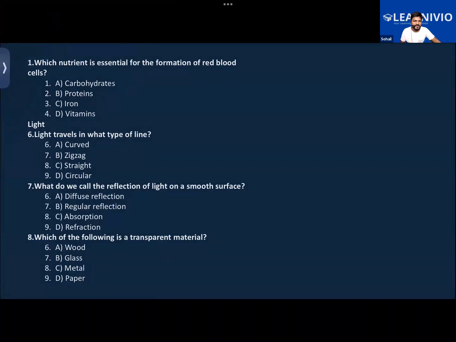Okay. Further, light travels in what type of line? Is it curved, zigzag, straight, or circular? Straight, sir. Okay. Now, for the previous question, as you have answered iron.